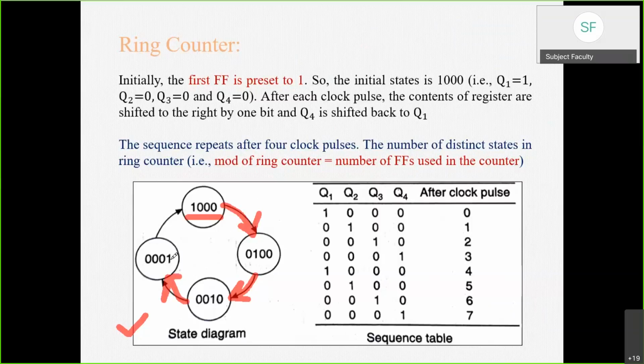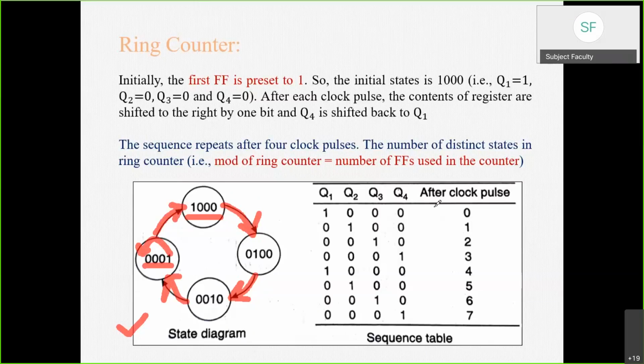So simply this 1 is shifting to the right. Now after this, there is no bit to the right, so basically it will shift towards the first bit. And after the fourth clock pulse, it will again repeat this cycle. Okay, so this is the state diagram.